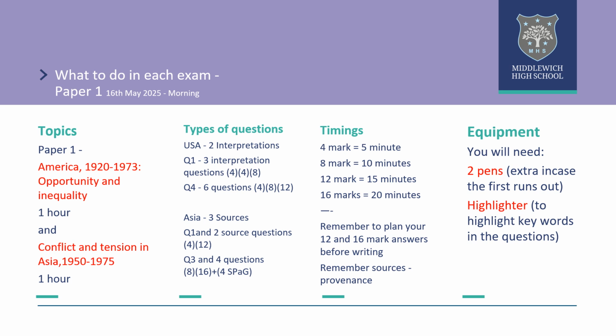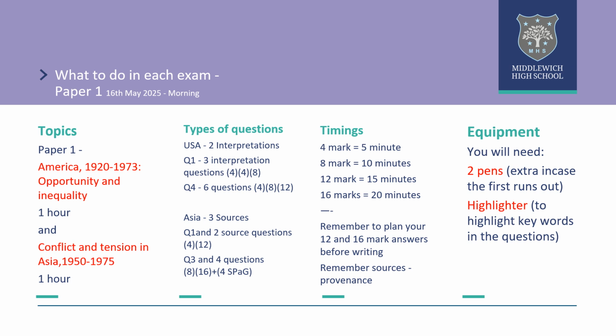The first paper that we're going to have a look at is paper 1. Paper 1 is the America paper and the conflict and tension in Asia, that's Korea and Vietnam. There are different types of questions, so I'm going to go through the USA questions and the timings, and then I'll go through the Asia paper and timings.